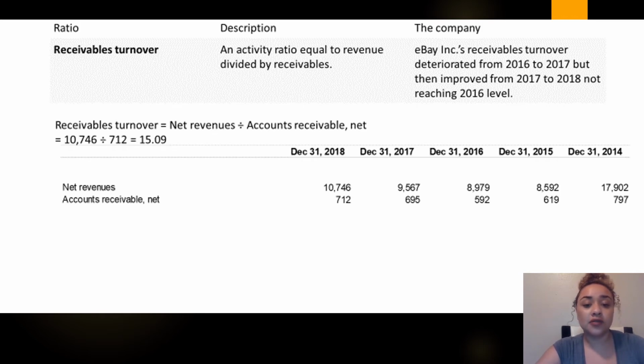So we have the net revenues divided by the accounts receivable. For example, for December 31st of 2018, we have the net revenues of $10,746. Then we have the accounts receivable, net, at 712. So what we're going to do is divide the 10,746 by the 712 to get 15.09, which equals your receivables turnover for December 31st, 2018.